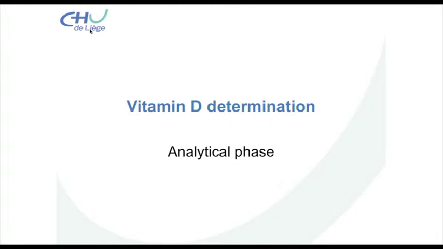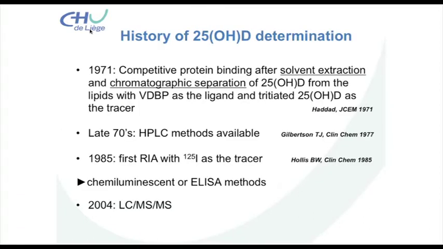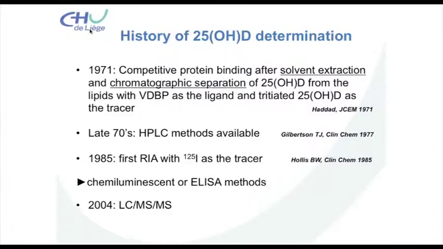Let's move to the analytical phase. More than 42 years ago we had the first determination of vitamin D, with vitamin D binding protein as the ligand. They were using tritiated 25-hydroxy as the tracer, so it was a very complicated technique. In the late 70s, the first HPLC methods were available. In 1985, the first radioimmunoassay with iodine 125 as a tracer, and it's still more or less the same technique in the chemiluminescent or ELISA methods. And since 2004, we've had tandem mass spec methods to run vitamin D.